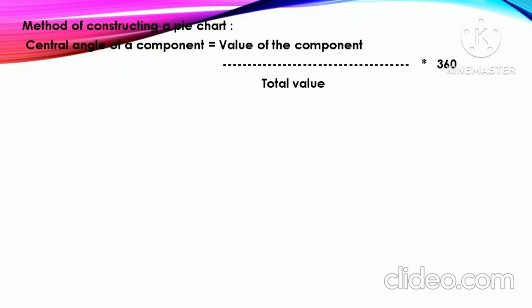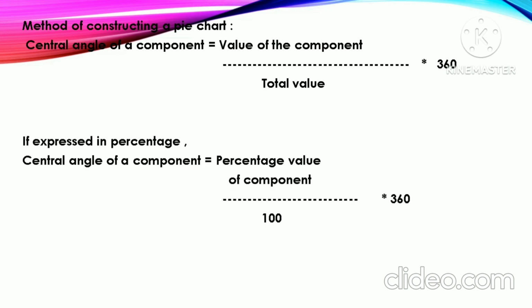Next we are going to discuss the method of constructing a pie chart. How can we construct a pie chart? The formula is: central angle of a component is equal to value of the component by total value into 360. Next, if it is expressed in percentage, then central angle of a component is equal to percentage value of the component by 100 into 360.